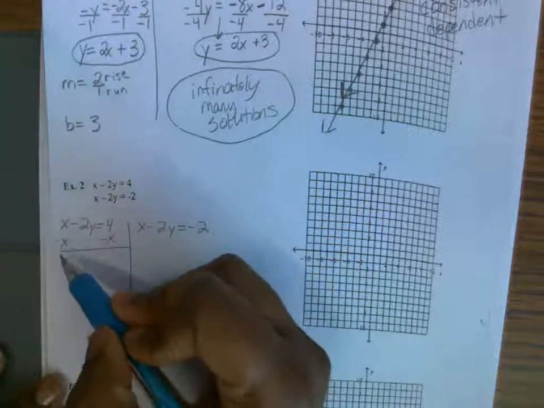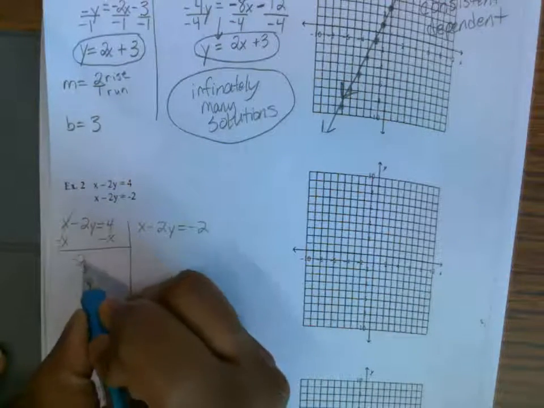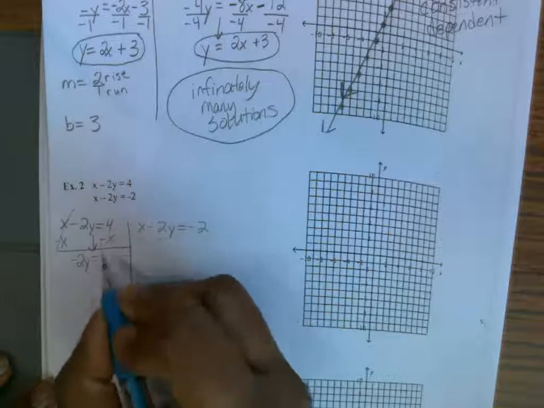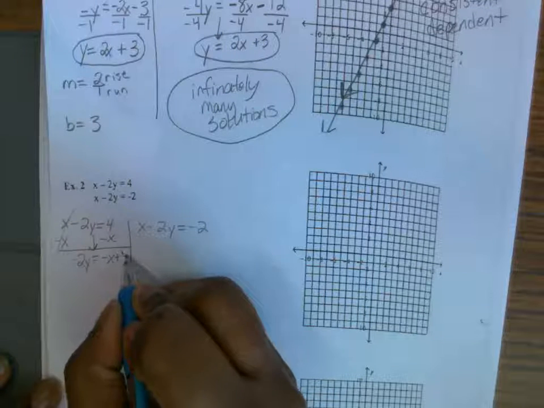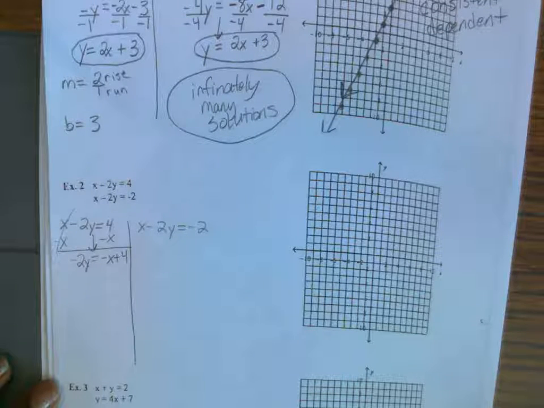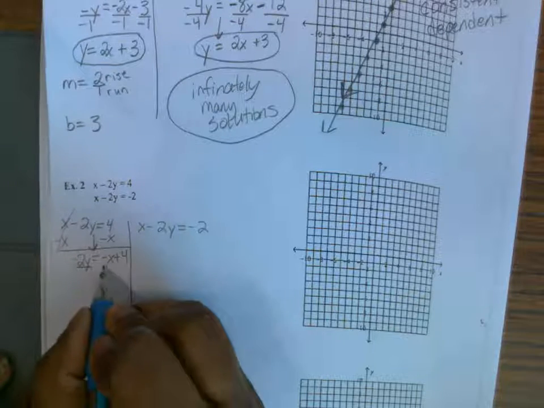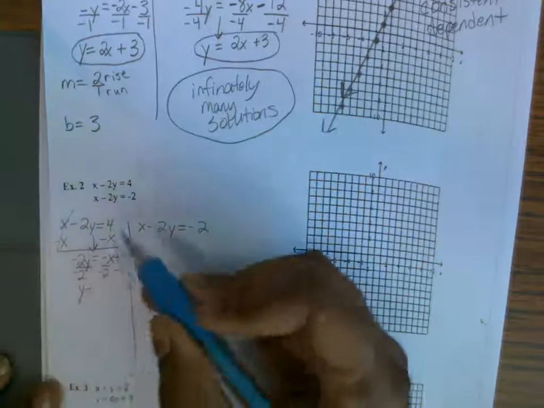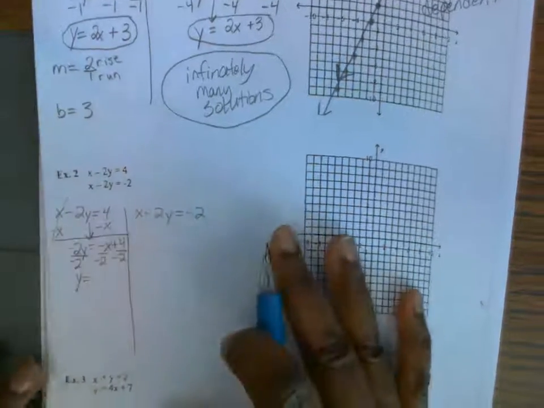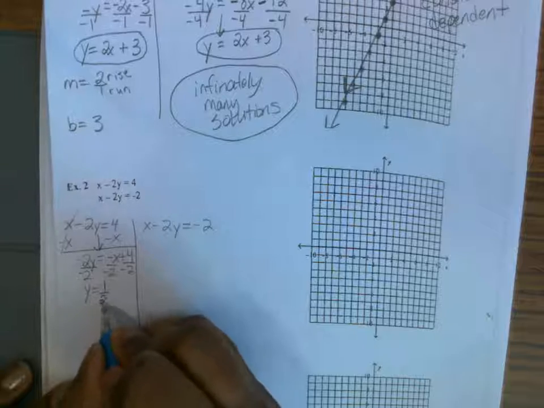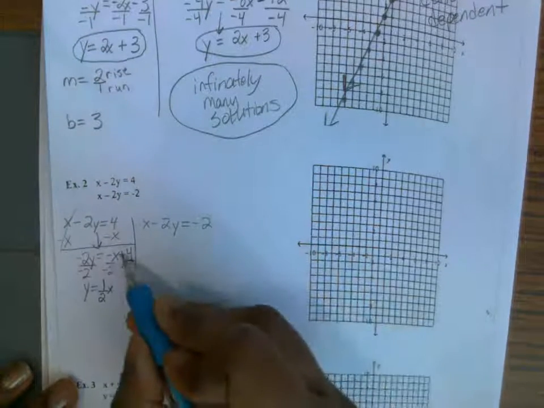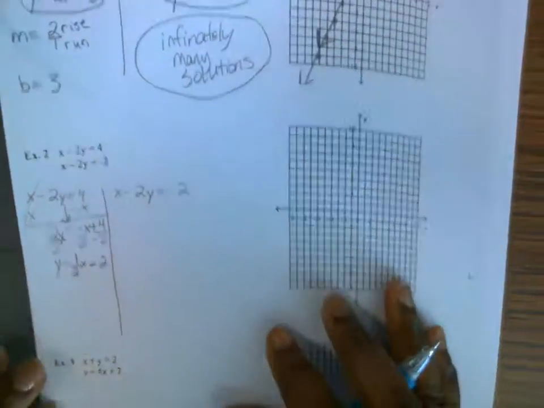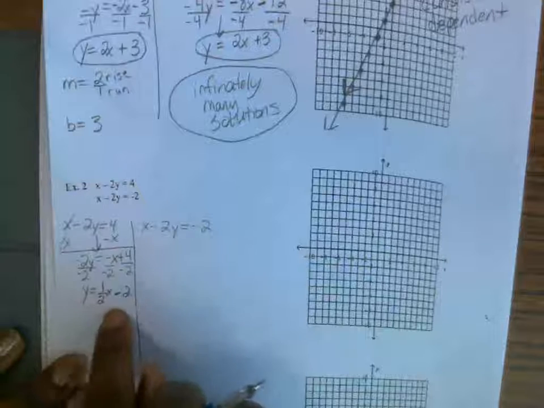Okay? So when we subtract x, this is going to give me a negative 2y on this side. On this side, these are not like terms, so I bring them both down. Lastly, to get y by itself, I'm going to divide everything by that negative 2. So this gives me y is equal to, negative divided by negative is a positive 1/2 x. A positive divided by a negative is a negative. 4 divided by 2 is 2. So this is the equation here.